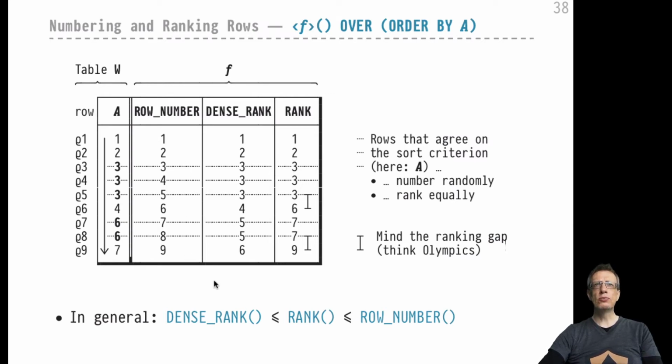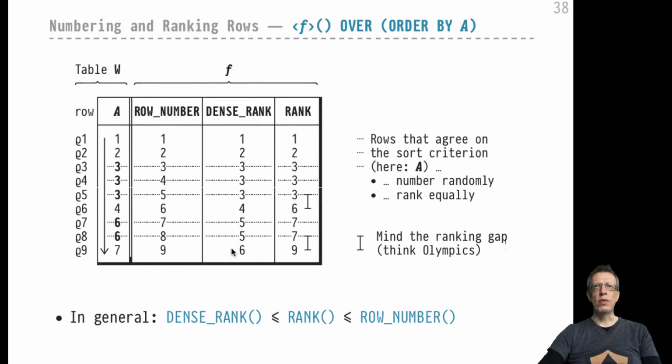Okay. It's different for the two sister functions, the ranking functions. Whenever rows agree on their ordering criteria, they are ranked equally. Okay, so because these three values agree on their A value, they get the same dense rank and the same rank assigned. As you can see, the rank increases as we walk down the table, but rows that have equal sorting criteria are being ranked equally. All right. Once we are past this group of equally ranked rows, the ranking just goes on, as you can see here.